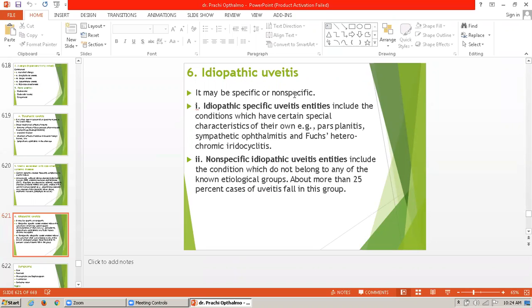Idiopathic uveitis may be specific or non-specific. First, idiopathic specific uveitis entities include conditions which have certain special characteristics of their own, for example, pars planitis, sympathetic ophthalmitis, and heterochromic iridocyclitis. Second, non-specific idiopathic uveitis entities include conditions which do not belong to any of the known etiological groups. More than 25% of cases of uveitis fall in this group.